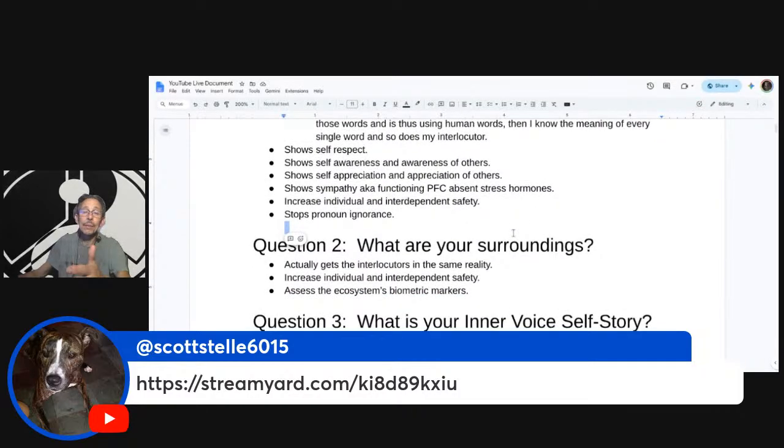If we're using the same definitions, we're going to have clearer communication. We're going to be on the same page. We're going to be safer. If somebody starts equivocating, then we're not on the same page. That means we're less safe. And it stops pronoun ignorance. You can't claim you don't know what pronouns are when I can show you the definition of a pronoun and a list of pronouns.